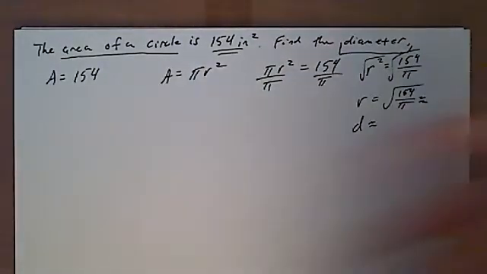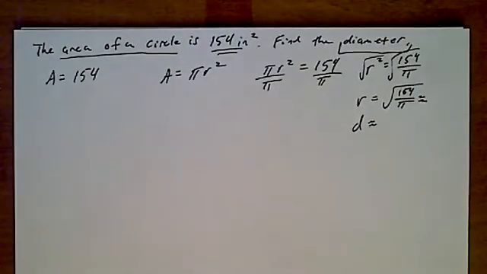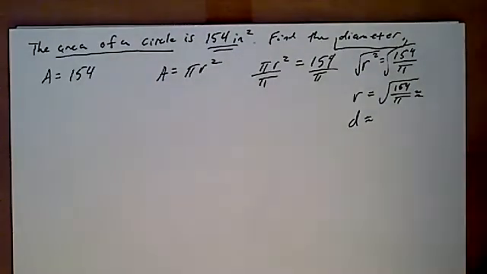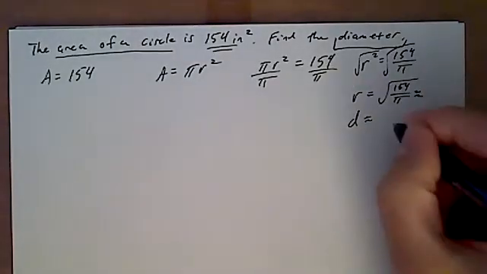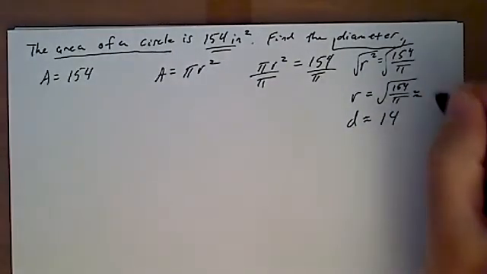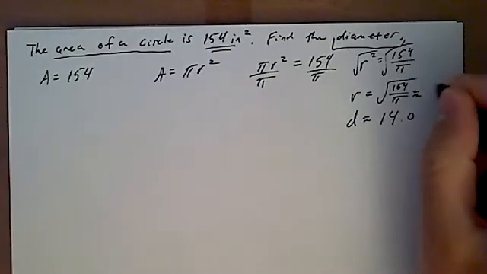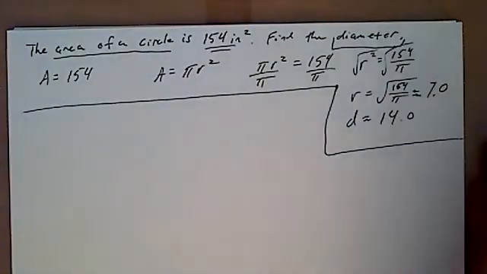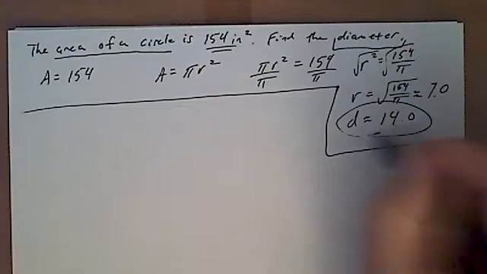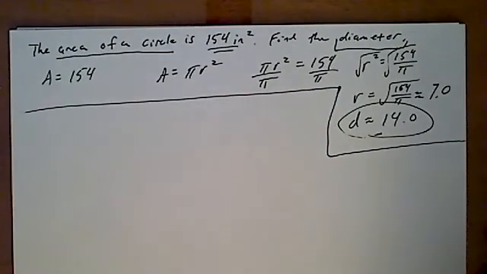The diameter is twice that, so if we multiply that number by 2, you get about 14.0028, but if we're rounding to the nearest tenth, this is just 14.0, right? This would round to 7.0. All right, again, make sure that you find the diameter if it asks for diameter.